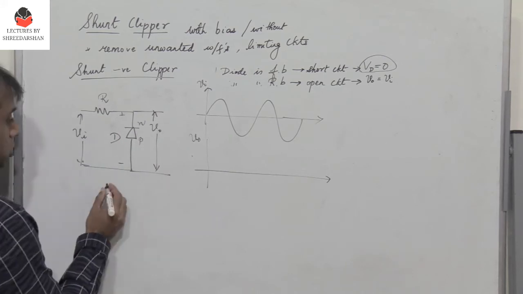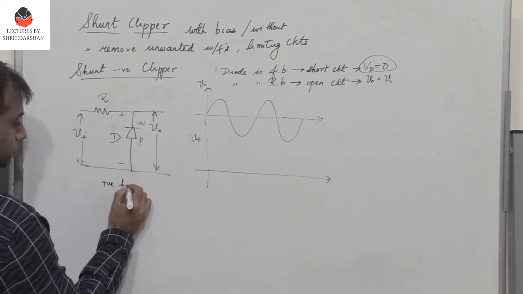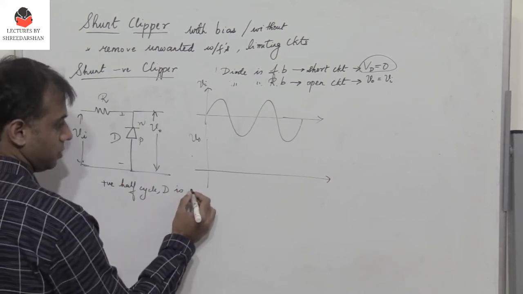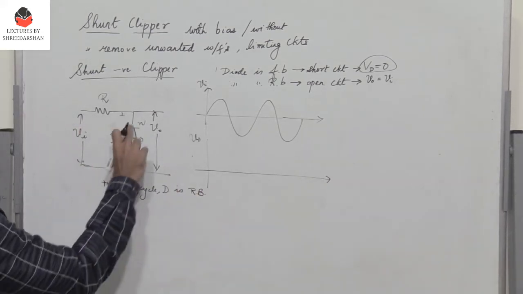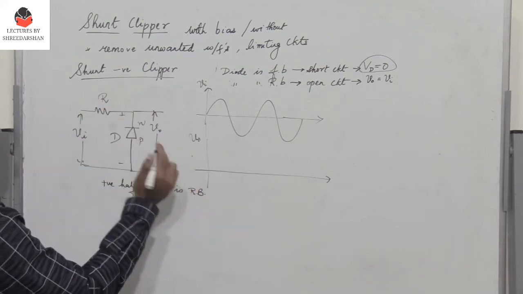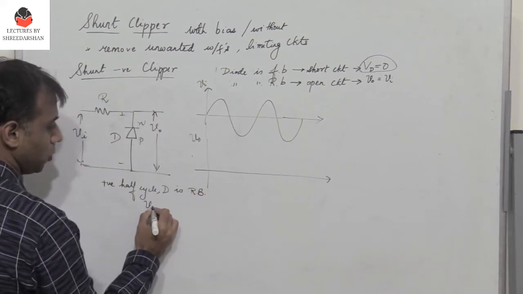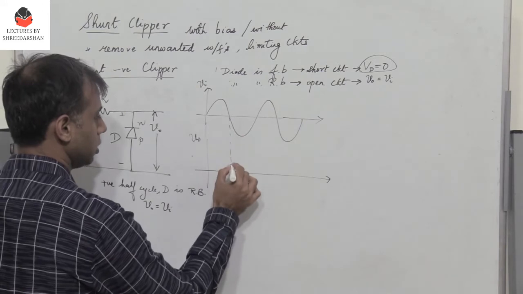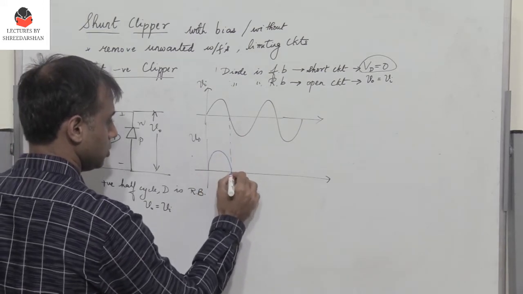Therefore, during the positive half cycle, diode D is reverse biased. When the diode D is reverse biased, what happens? It is open. So the output V0 follows the input Vi. During the positive half cycle, the output follows the input.